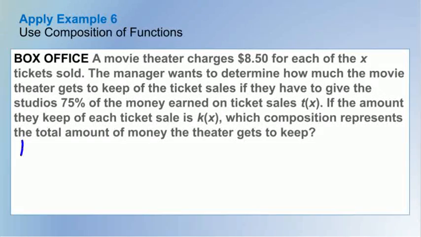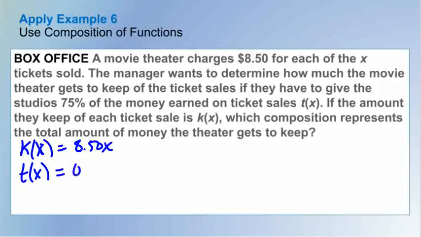So the ticket sales is K of X equals $8.50 per ticket, X tickets, and then T of X is going to be the money earned on it. So if the studio keeps 75%, they get to keep 25%. So that would be 0.25x.